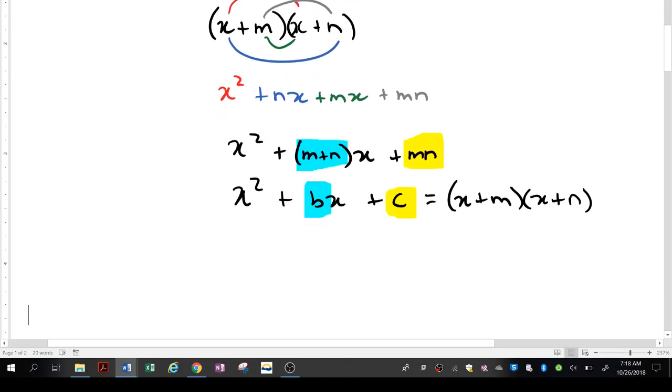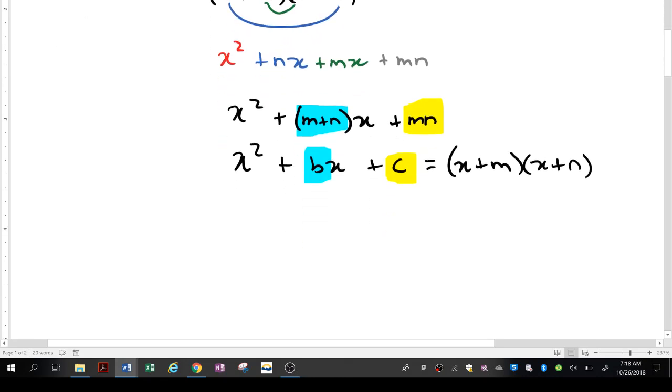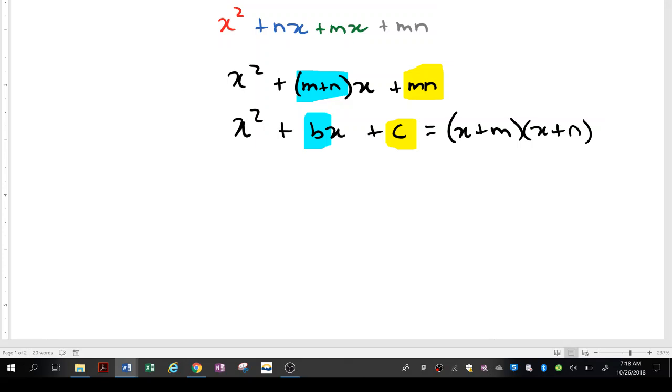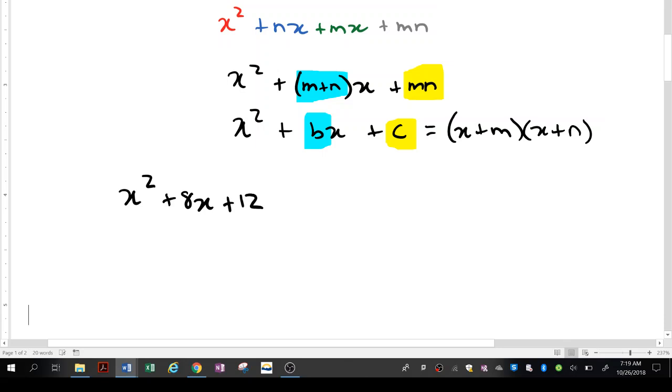Okay, let's take a look at a concrete example of that. So let's say we have x squared plus 8x plus 12. So let's start by looking at the factors of 12 and seeing if we can find two factors that add up to 8.